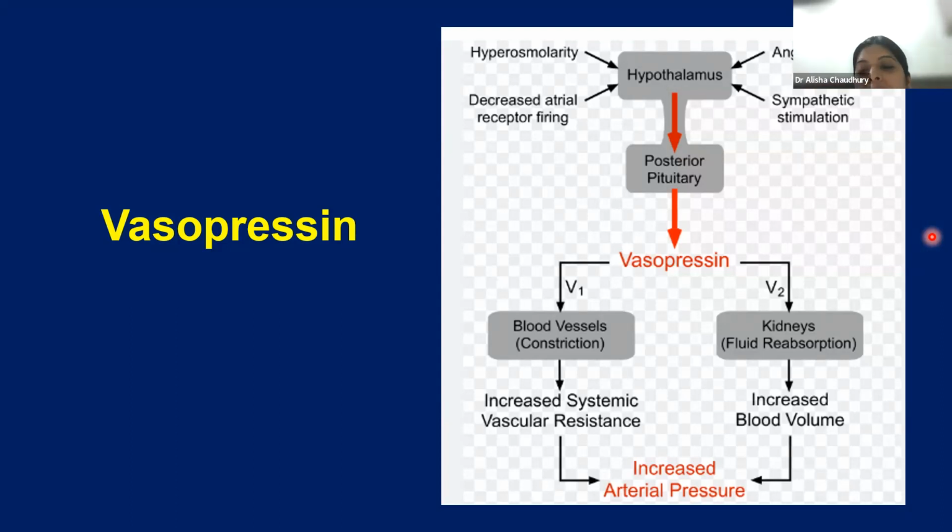And the V2 receptors are present in the kidneys. So that will help with your water reabsorption, fluid reabsorption, so increased blood volume.